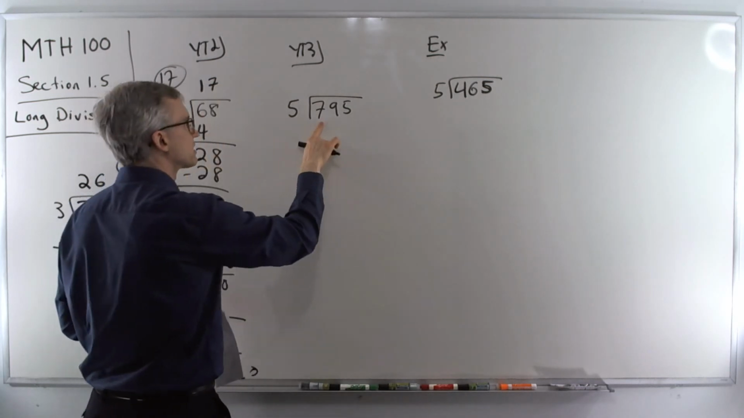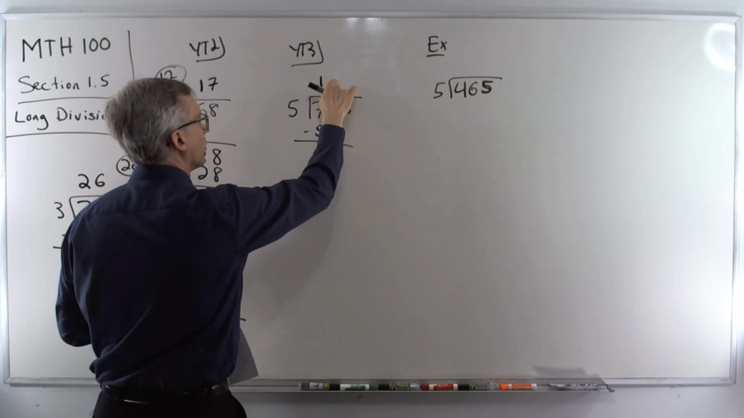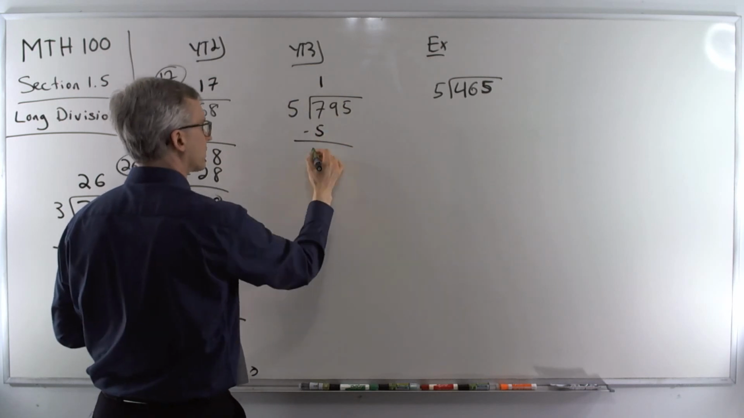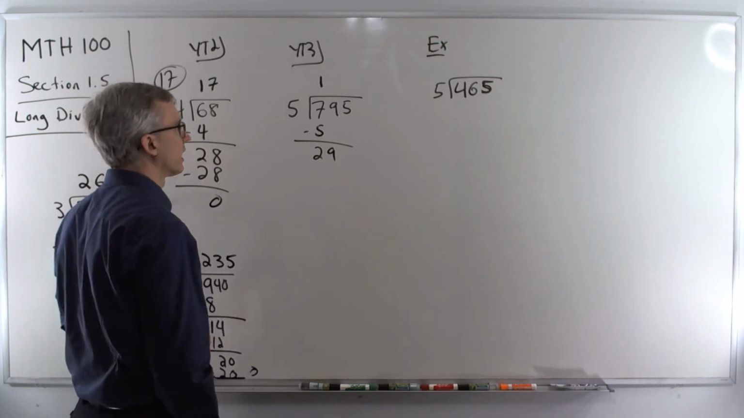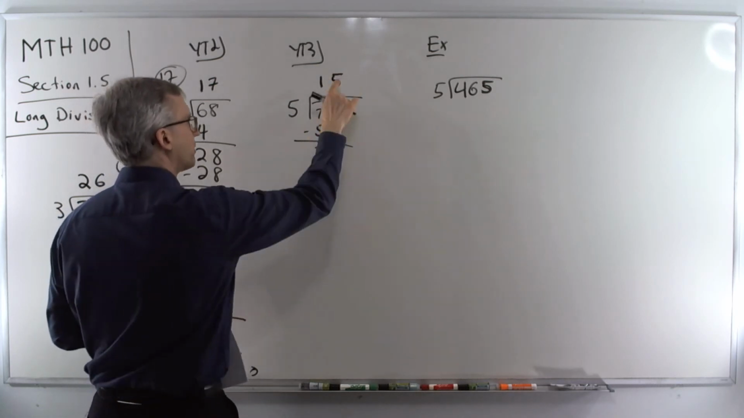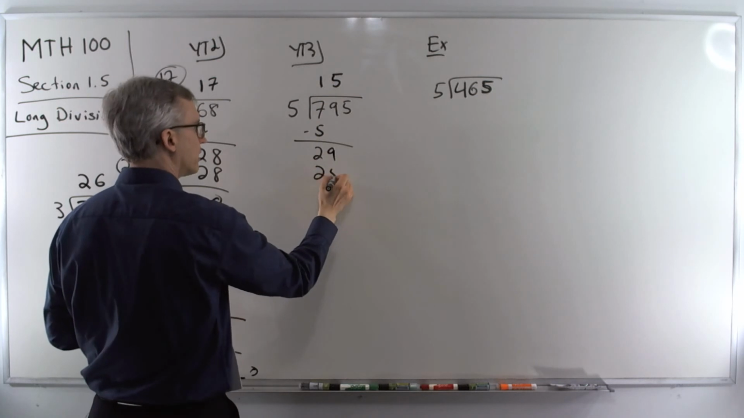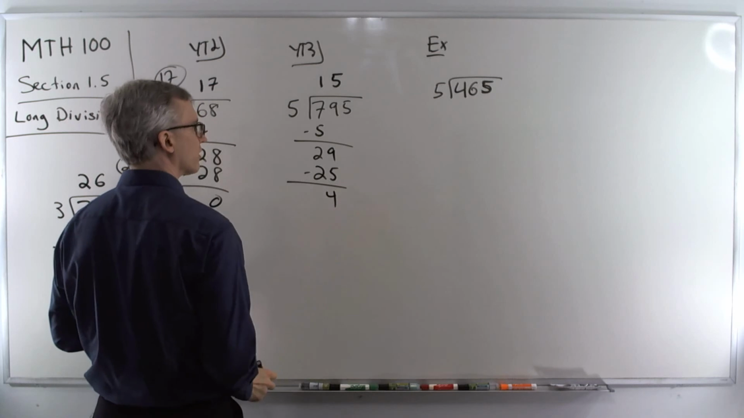So 5 goes into 7 one time. 1 times 5 is 5, and we'll subtract to get 2. All right, now bring down the next digit, it's 9. 5 goes into 29 5 times. So got 5 up here, 5 times 5 is 25. So 25 goes down here, and subtract to get 4.